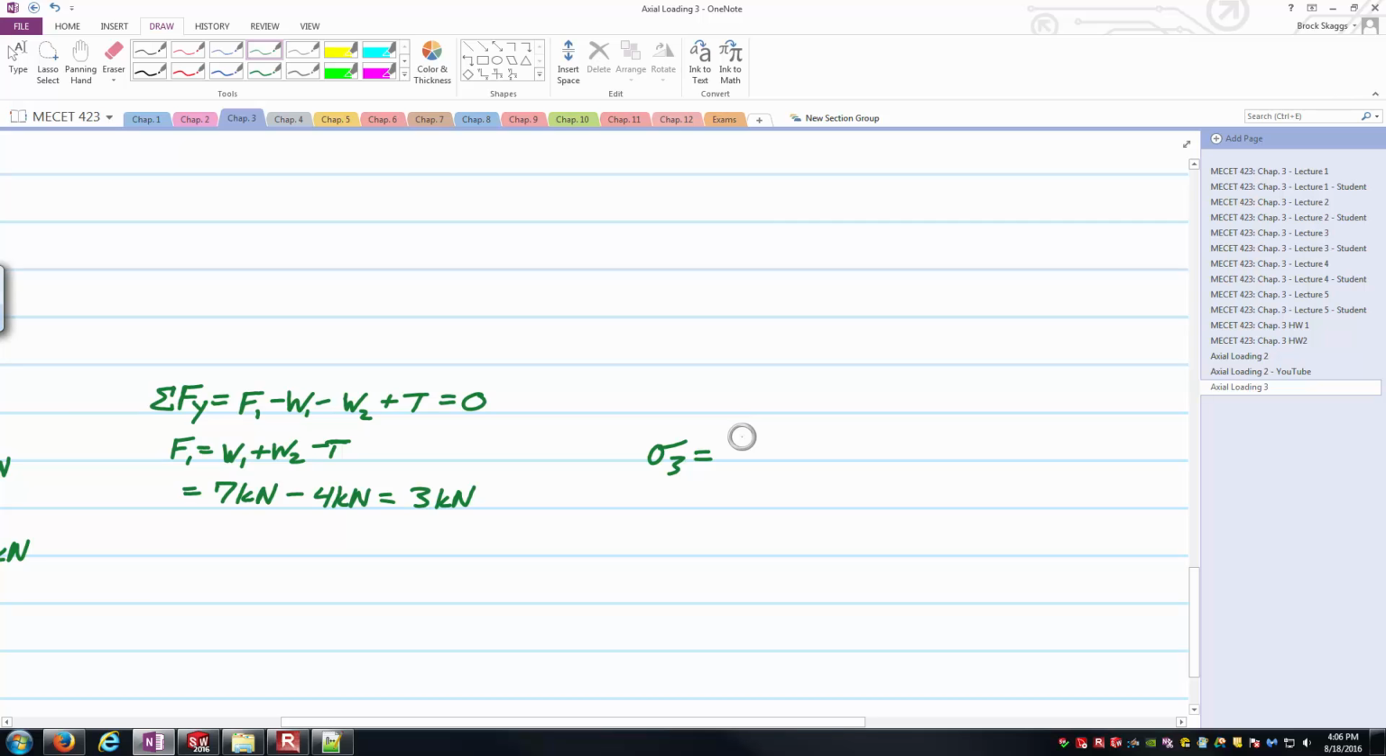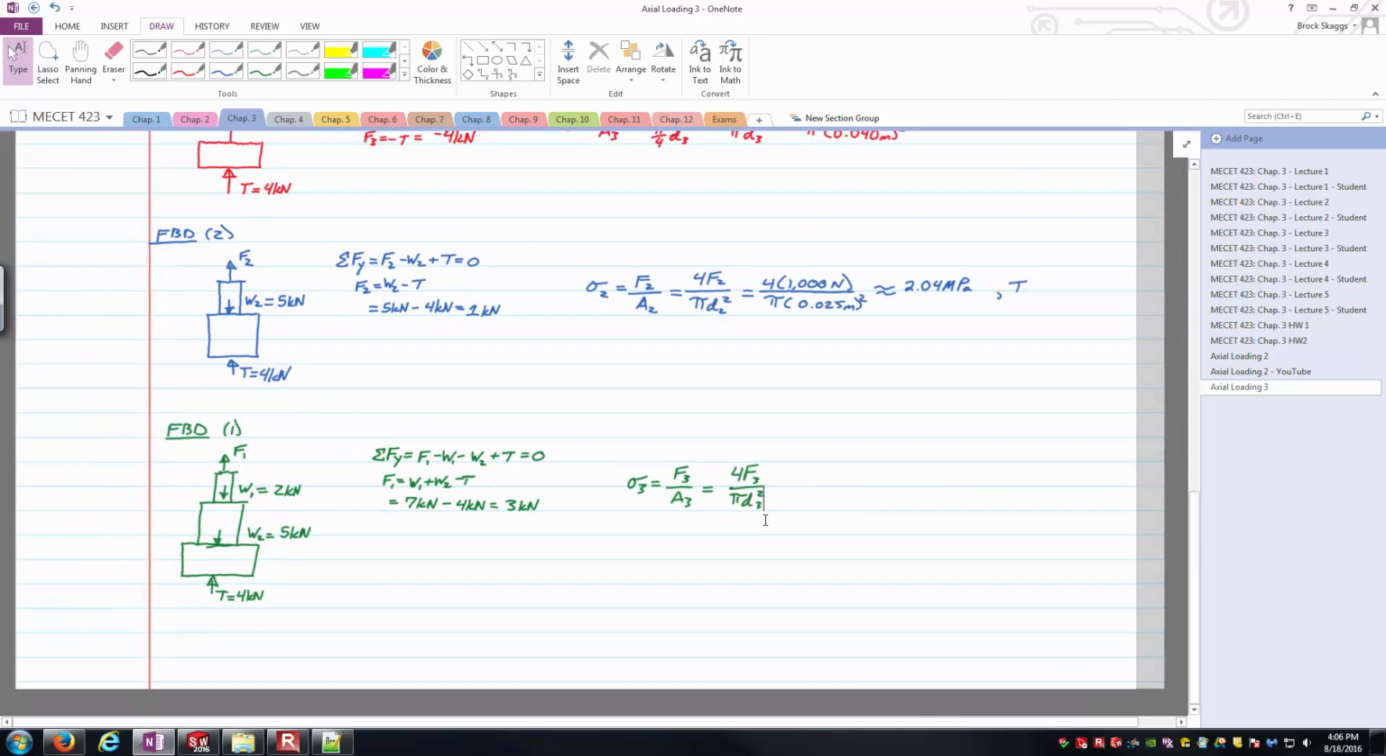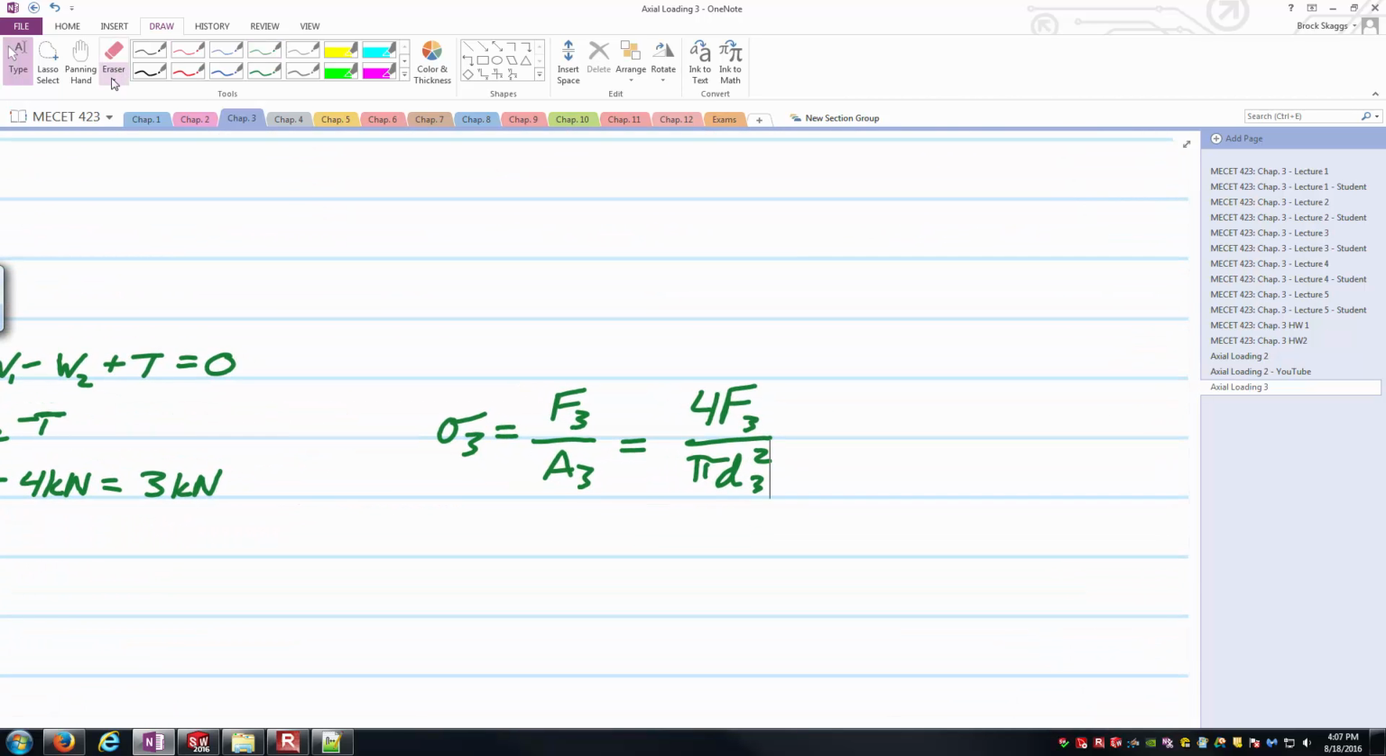And so sigma 3 here is F3 over A3. We saw that the algebra worked out for this case to 4F3 over pi times D3 squared. Why am I calling them 3s? They should be 1s, right? We'll go ahead and make that change real quick before we all get confused. This is section 1, not section 3. So we'll call this sigma 1 because it's section 1. Here's A1, F1. There we go.